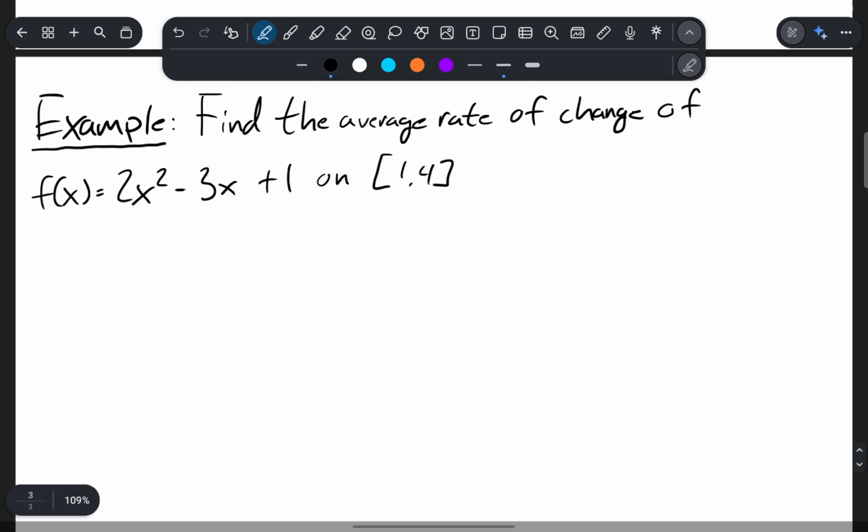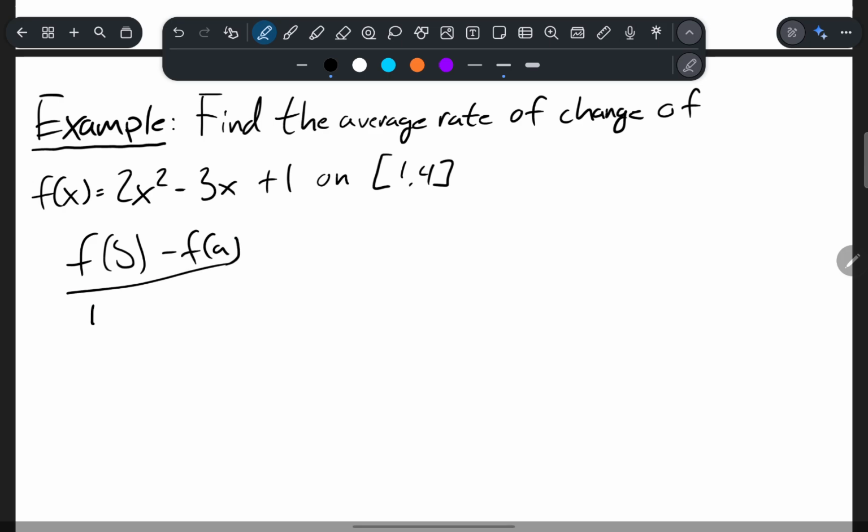So now we have an example of average rate of change. We want to find the average rate of change of the polynomial 2x squared minus 3x plus 1 on the interval 1, 4. So remember our equation is f of b minus f of a over b minus a, right? What we want to do is plug in the different values into our equation.